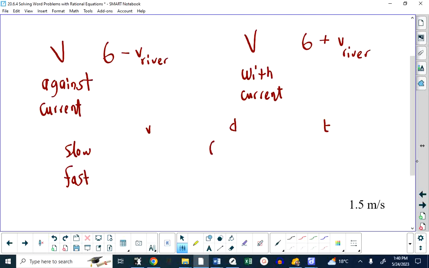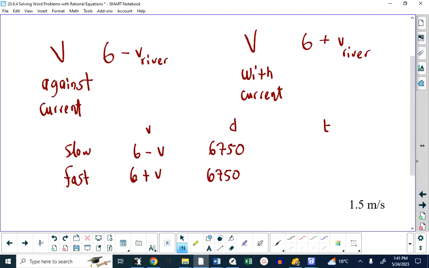But I'm going to use 6,750 because I want to work in meters because the speed that we have to work with is in meters per second. You can't use kilometers and meters in the same equation. We can put for the slow speed 6 minus v, and for the big one, 6 plus v.